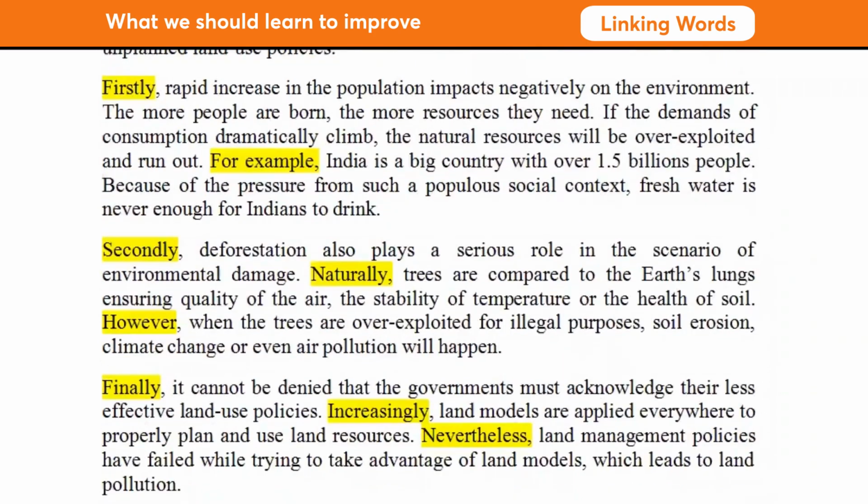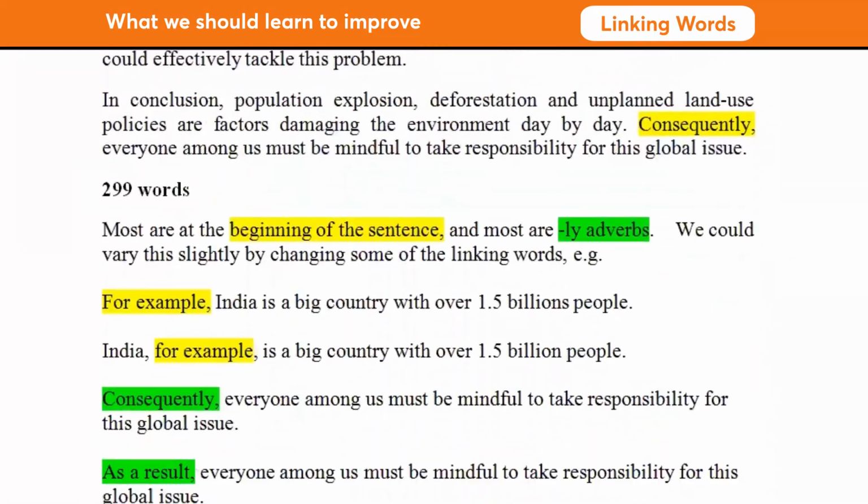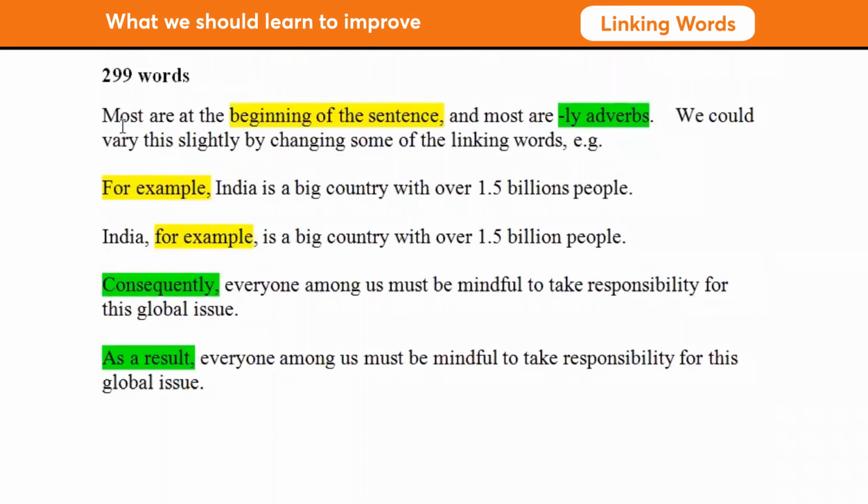And I've just taken a couple of examples of how you could do that down here, which you can see at the bottom. Like I said, most are at the beginning of the sentence and most are ly adverbs. How can we change it? You've got the original one here. There we go. Just change the order there. Okay, and that will just vary it a little bit, make it less repetitive, and change the word. Instead of the ly we've got here as a result, it means the same thing, but it's just showing a bit more range and a little bit less repetition. Okay, so just a few other things there for you to think about when you are using linking words.